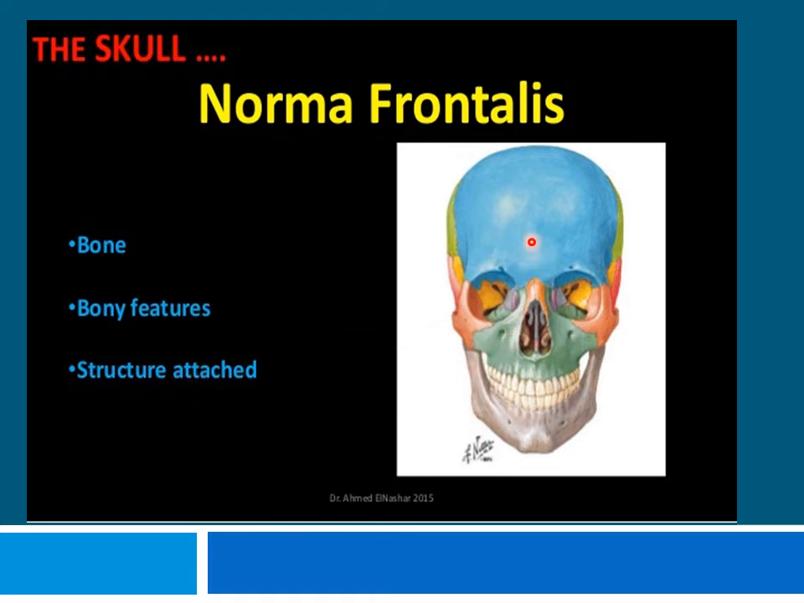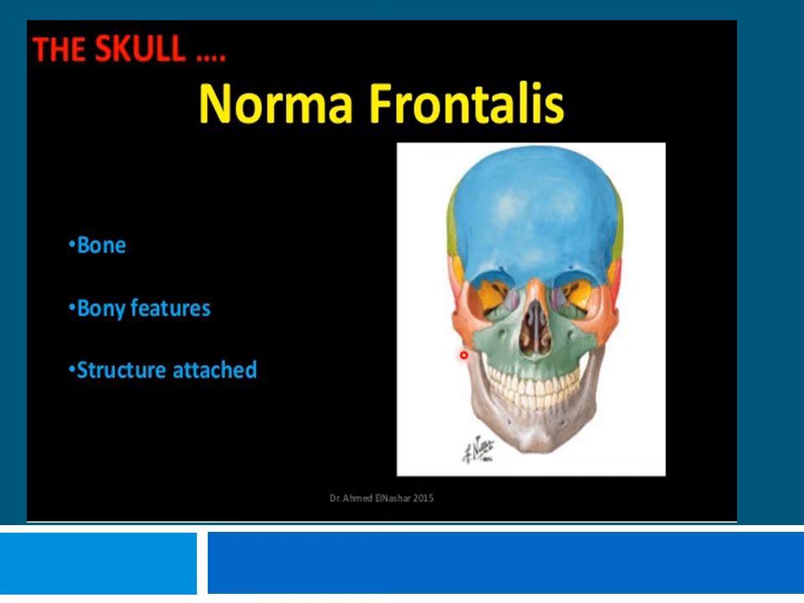So bones which are visible here, we can make out the frontal bone, then the zygomatic bone, which is the prominence of the cheek, then the maxillary bone, and the nasal bone. So these are the bones which we can make out in the norma frontalis.